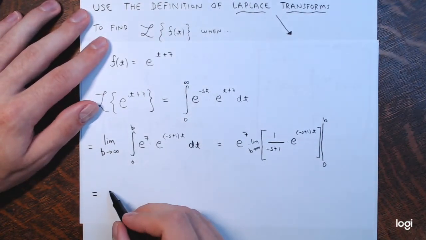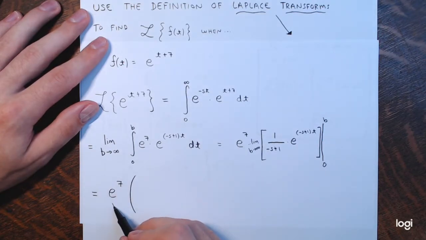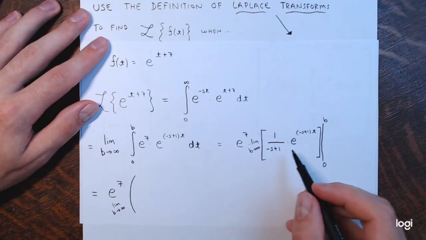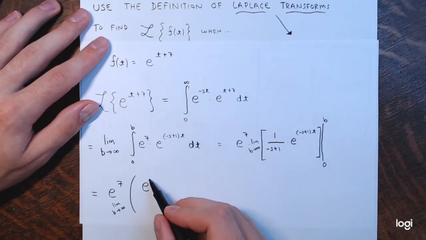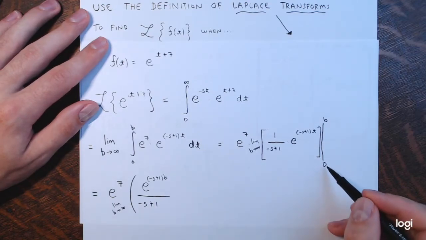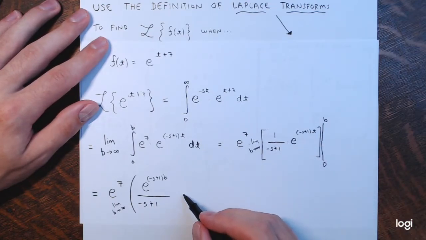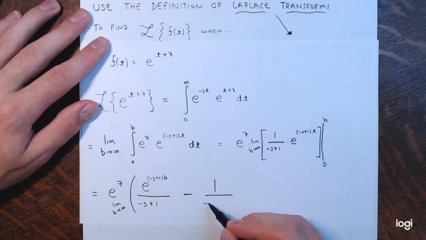All right, so this is e to the 7th times, again I have to write this, the limit as b approaches infinity of the following. Now if I put in b, we'd have e to the negative s plus 1 times b divided by negative s plus 1. And then I put in 0 and subtract, so minus just 1 over negative s plus 1.